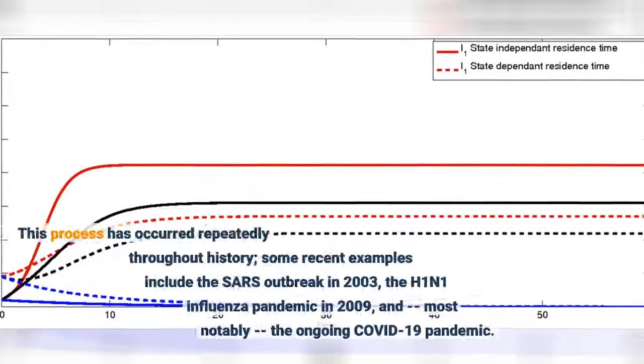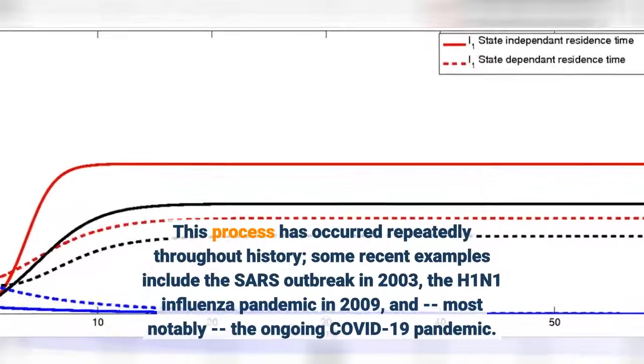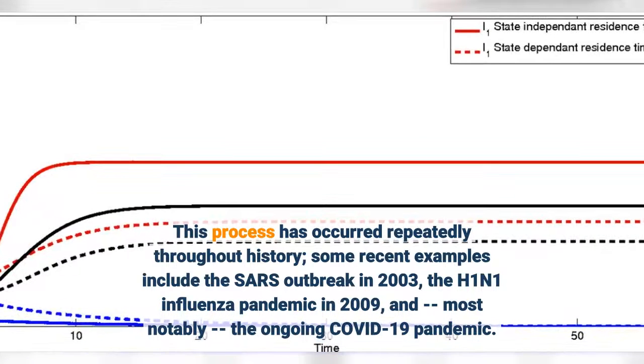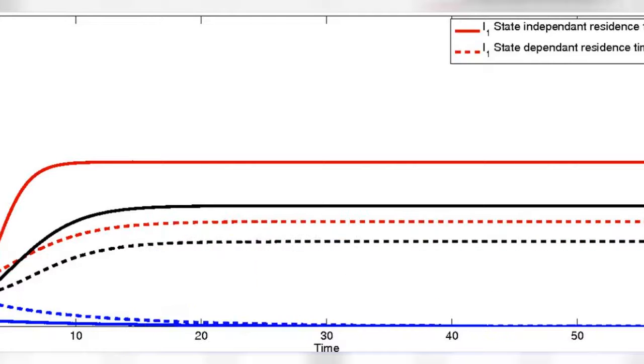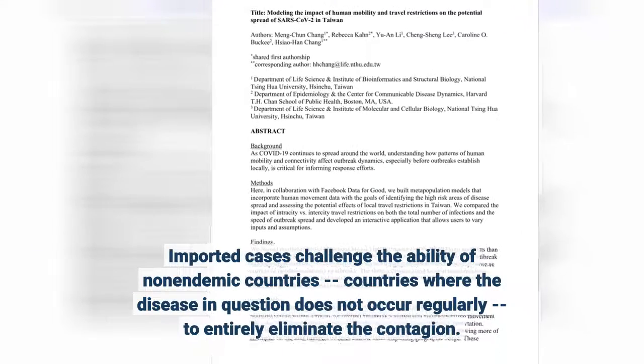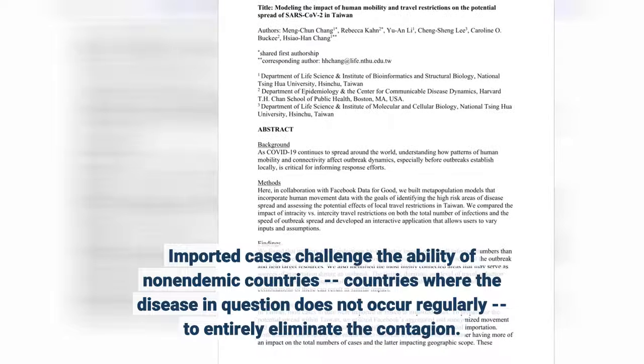This process has occurred repeatedly throughout history. Some recent examples include the SARS outbreak in 2003, the H1N1 influenza pandemic in 2009, and, most notably, the ongoing COVID-19 pandemic. Imported cases challenge the ability of non-endemic countries, where the disease in question does not occur regularly, to entirely eliminate the contagion.